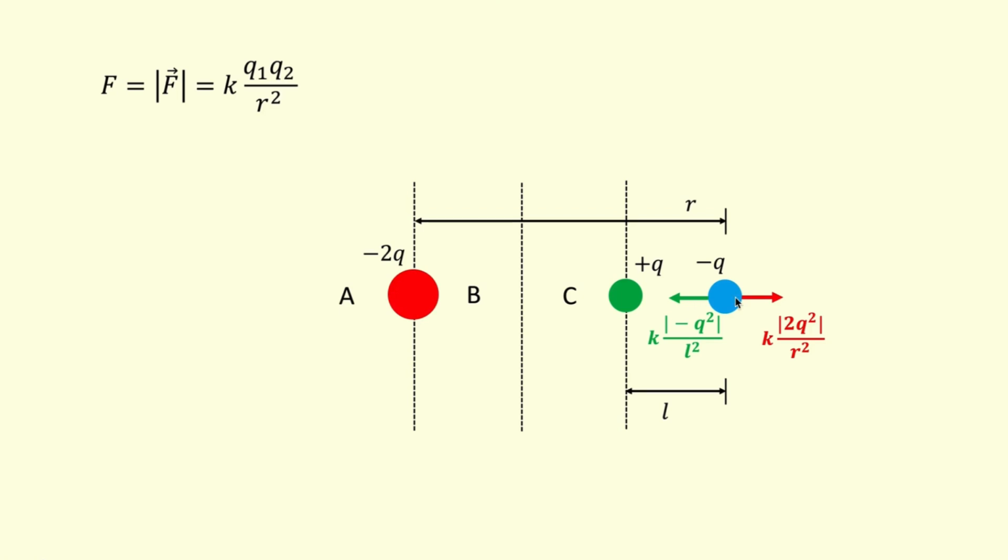This means that we can find a location where these two vectors can cancel out and we get zero net force. In other words, region D is the correct answer.